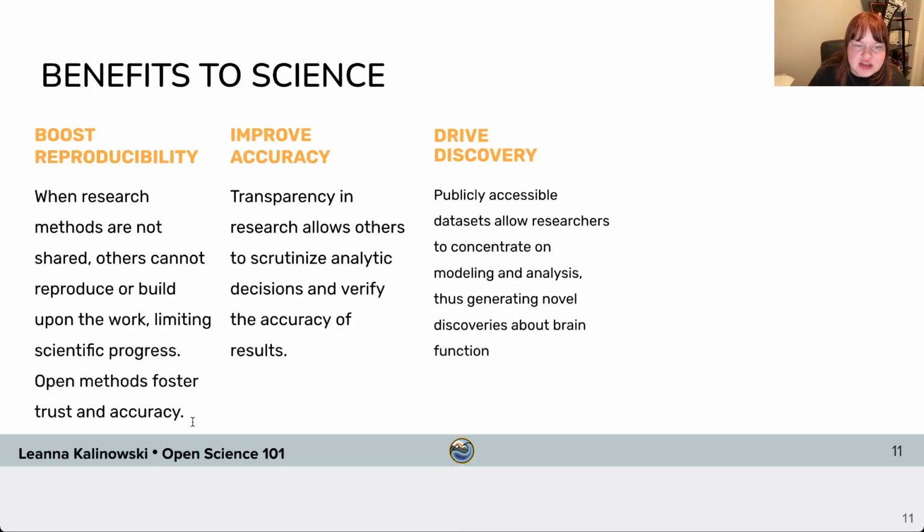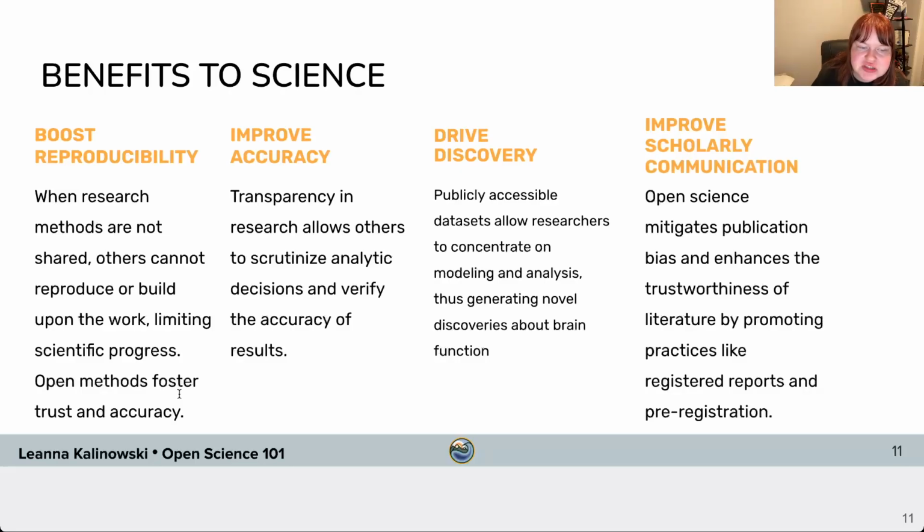Another benefit to science is that open science helps to drive discovery. Things like publicly accessible data sets allow researchers to focus on things like modeling and analysis, thus generating novel discoveries about what it is that they're studying instead of having to reinvent the wheel and collect their own data from scratch. Coming from a public health background especially, I use a lot of publicly available data sets in my public health work, and this has saved me hours upon hours of time. If someone else put in the effort to collect that data, then it's really easy to go in and adapt those analyses to my needs.